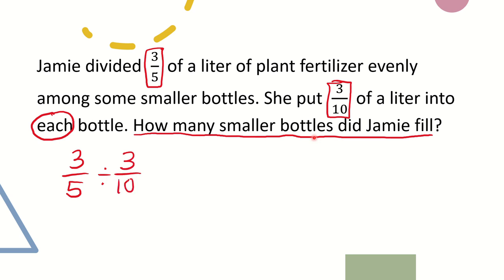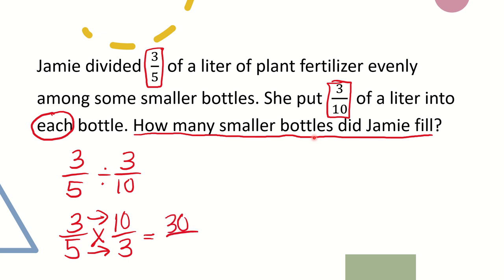Keep, change, flip, or reciprocal, and then multiply straight across. 3 times 10 is 30. 5 times 3 is 15. And I'm going to divide or reduce it. I know that 15 goes into 30 2 times. In this case, she filled 2 smaller bottles.